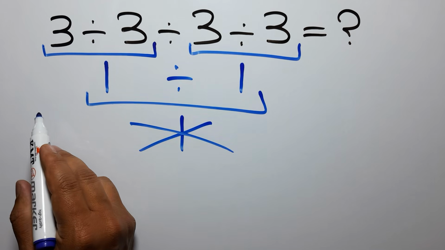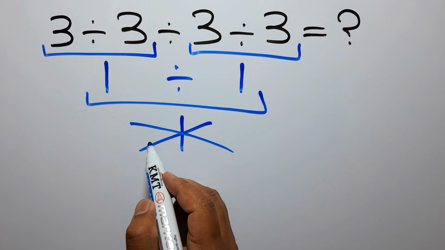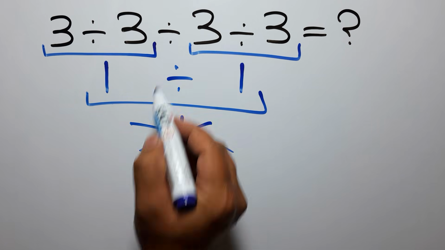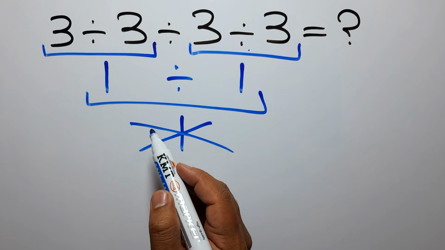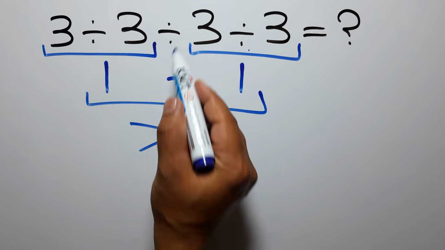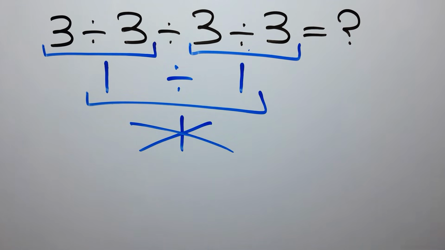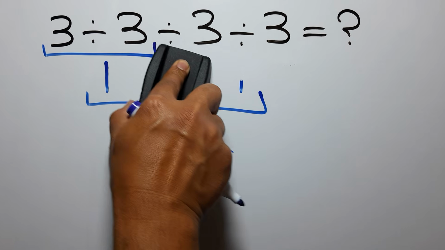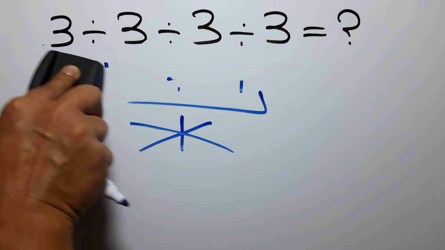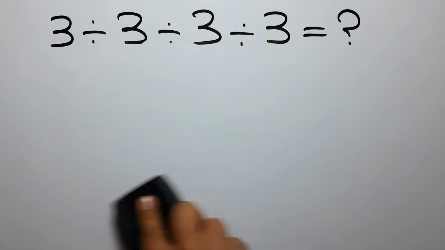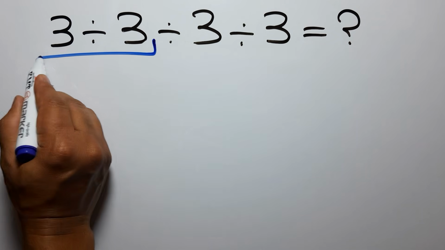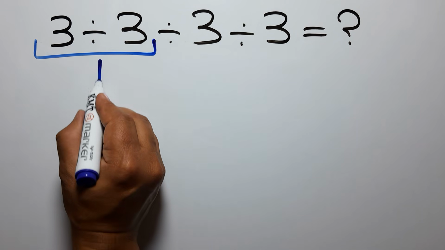in an expression, we have to work from left to right. So here first we have to do this division, then this division, and finally this division. If we do this division before this division, it is wrong. So first we have to do this division. 3 divided by 3 gives us 1.